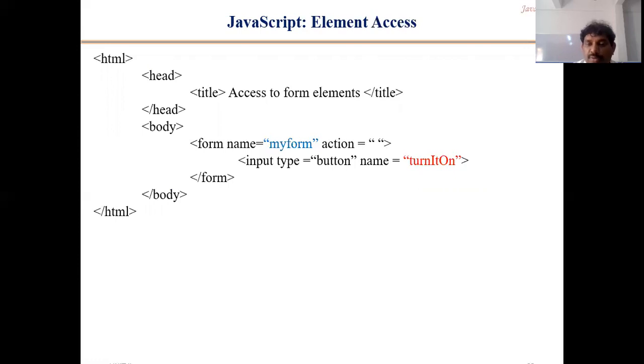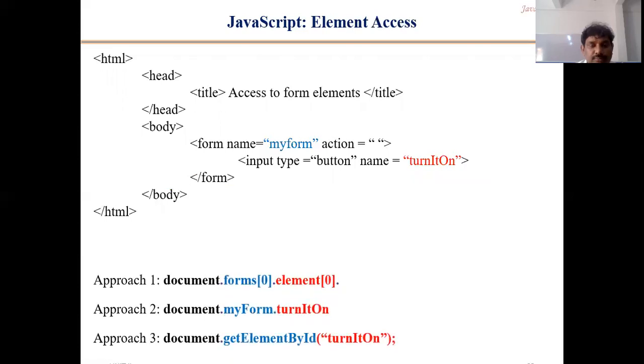Input type equals button. Name equals turnitOn. Close the form and close the body and HTML. Approach 1: document.forms[0].elements[0]. Approach 2: document.myform.turnitOn. Approach 3: document.getElementById, turnitOn. This is regarding the JavaScript.